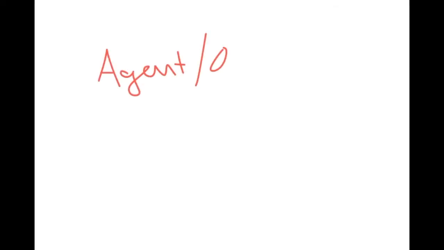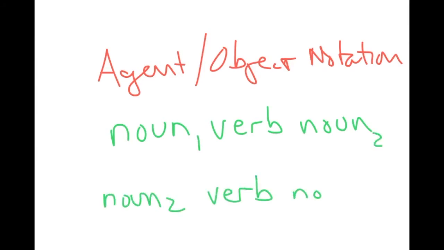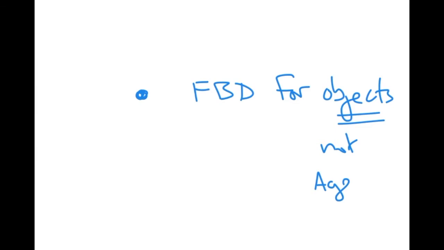The instructions want us to use agent-object notation. This means every force will be described with a sentence containing 2 nouns and a verb. A force pair consists of 2 sentences. The second sentence uses the same words in the opposite order. A free body diagram is always drawn for objects, never for agents. If I draw a force on this dot labeled noun 1, verb noun 2, that implies that the dot represents noun 2.